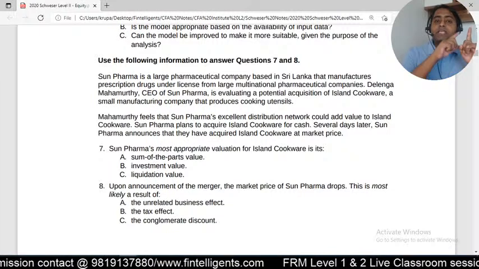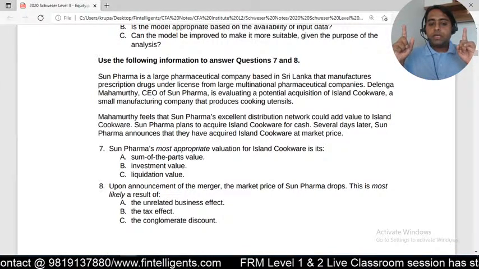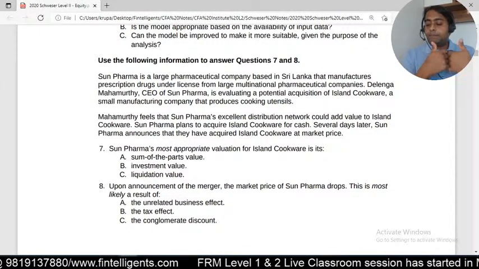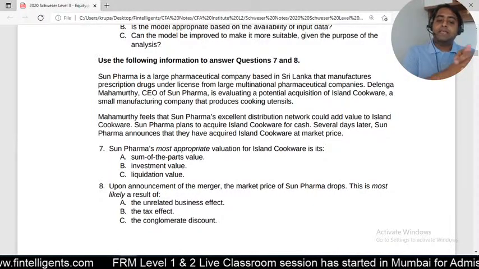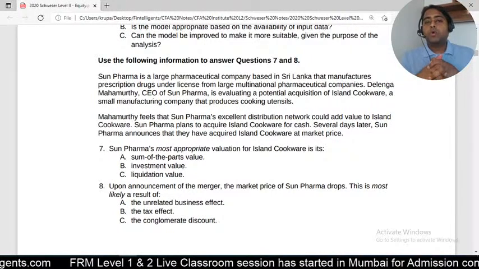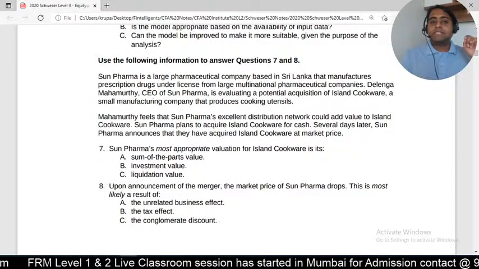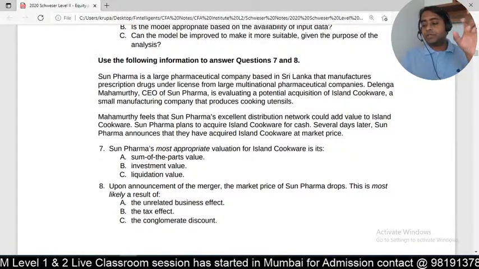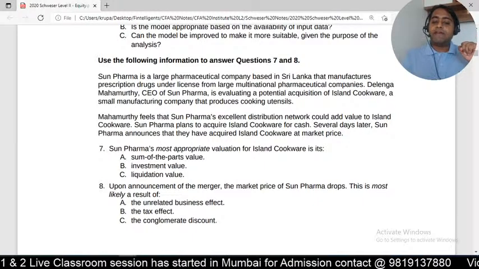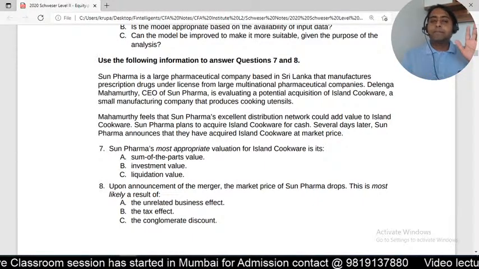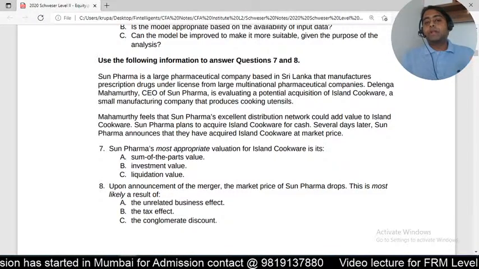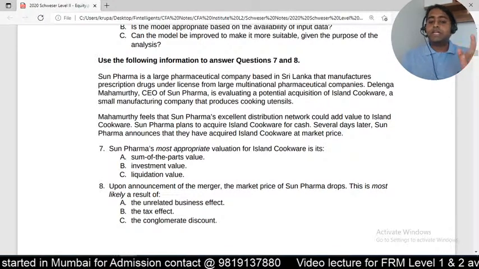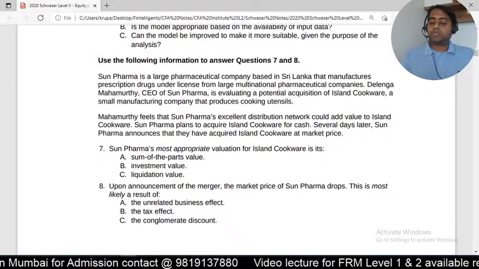See, Sun Pharma is doing an investment in the company. So when they are taking position in the Island Cookware, they would ideally be taking, yes, the investment value. This is what we read in the previous section. So 7th question is B, investment value. Fairly simple. It should not be sum of the part, right? It cannot be liquidation because the company is not getting closed. It has to be investment value. Let us go to the 8th question.